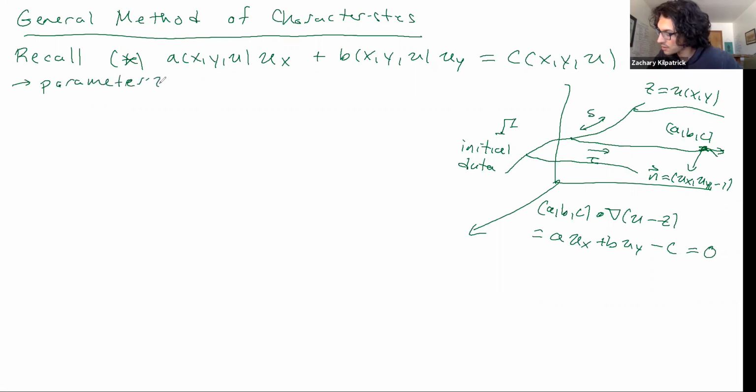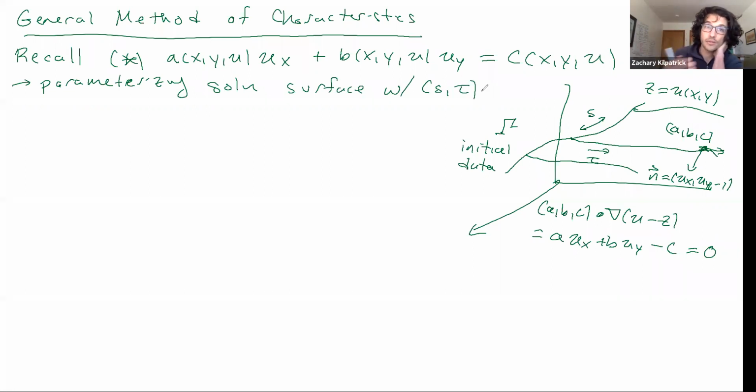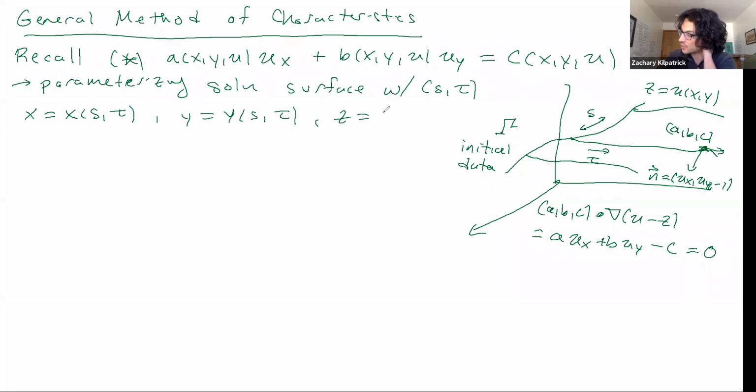So the idea is that we're parameterizing the solution surface with these parameters s and tau. So these are like our new variables rather than x and y. And so x is now, we think of as equal to some function of s and tau, y is equal to some function of s and tau, and z is equal to some function of s and tau. And if you remember from the general transport equation that we found, when we parameterized x in the right way, we could take a total derivative and get back the operator that lived on the left-hand side of our PDE.